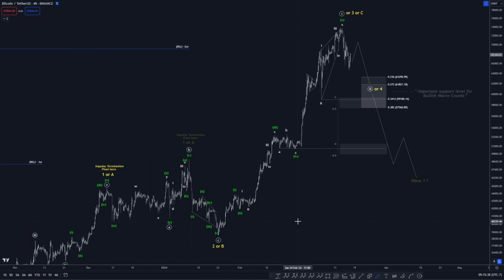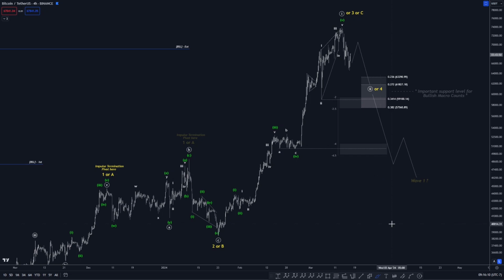Now, once again, taking a step back, it's either a 1 or an A right here, or it's a 2 or a B. And then for the super bullish count, we have another wave 1, or this is the 3 to the 1 and the 2 right here, or this is a C to the B and the A right here.